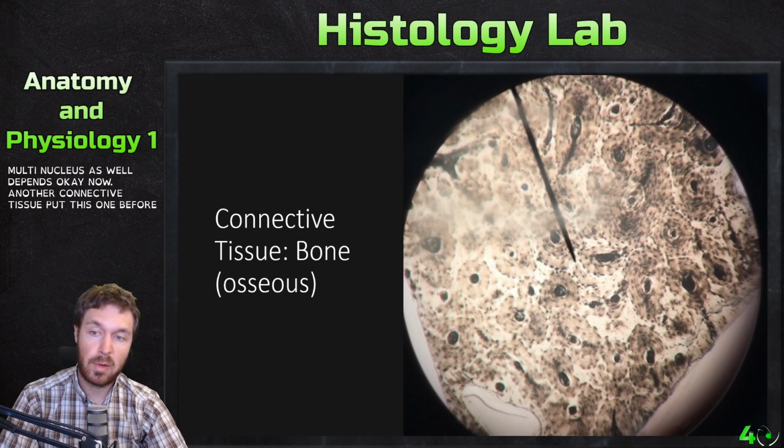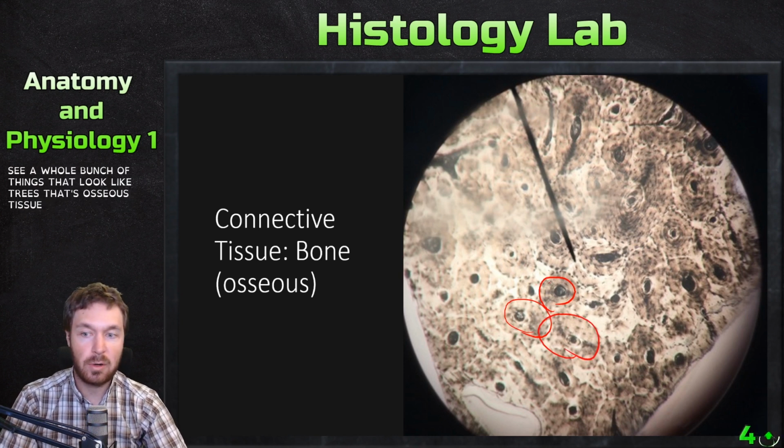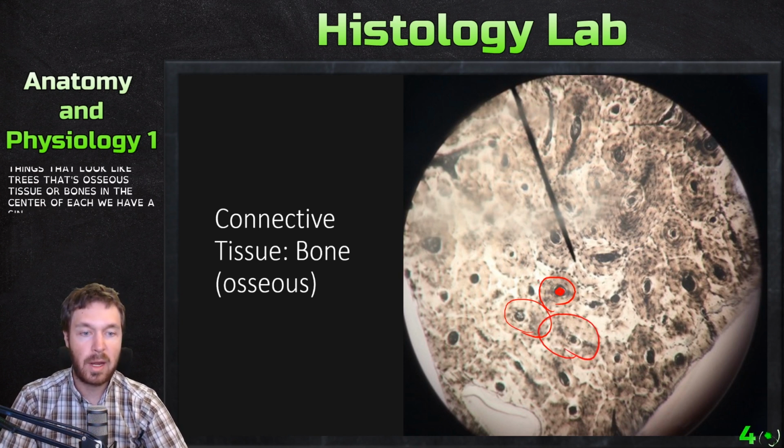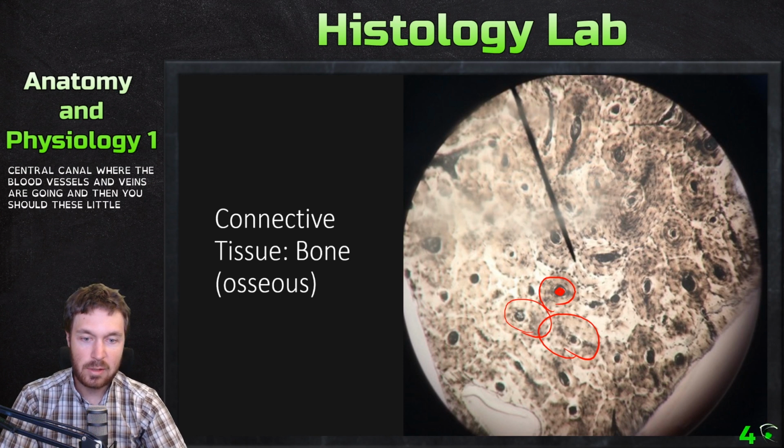Okay, now another connective tissue. I should have put this one before the muscles. We have bone or osseous tissue. If you see a whole bunch of things that look like trees, that's osseous tissue or bones. In the center of each, we have a central canal where the blood vessels and veins are going. And then each of these little concentric rings here are little lamella.